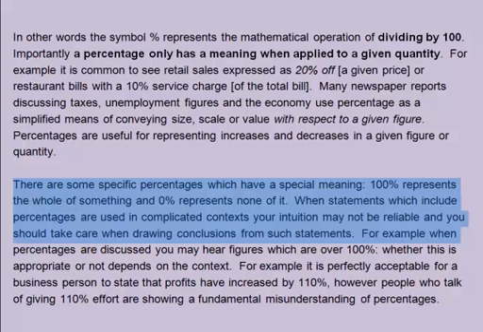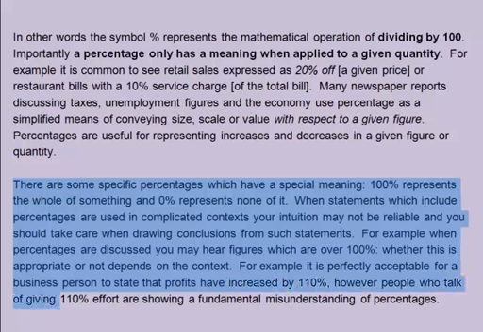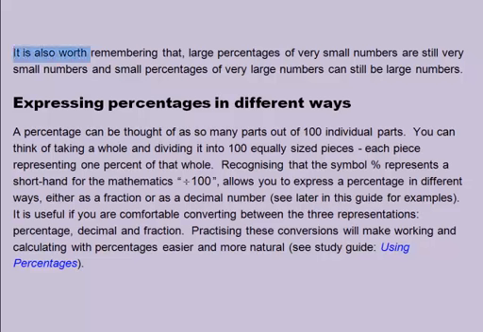For example, when percentages are discussed, you may hear figures which are over 100%. Whether this is appropriate or not depends on the context. For example, it is perfectly acceptable for a business person to state that profits have increased by 100%. However, people who talk of giving 100% effort are showing a fundamental misunderstanding of percentages. It is also worth remembering that large percentages of very small numbers are still very small numbers, and small percentages of very large numbers can still be very large numbers.